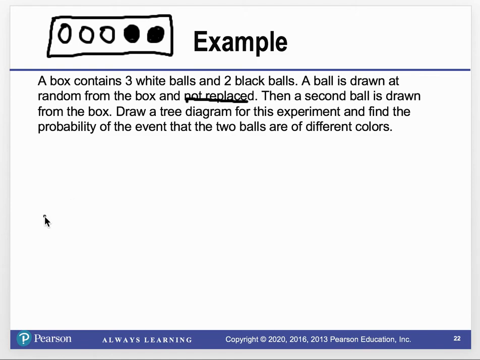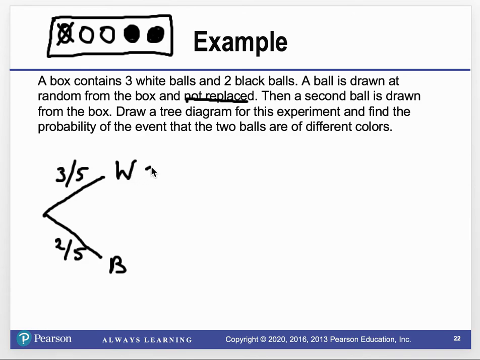different colors. Okay, so the first draw out of the box, you can get a white ball or a black ball. The probability it's white is 3/5. The probability that it's going to be black is 2/5. Now, it's not replaced. So if you drew a white ball out of the box, your new box looks like this.